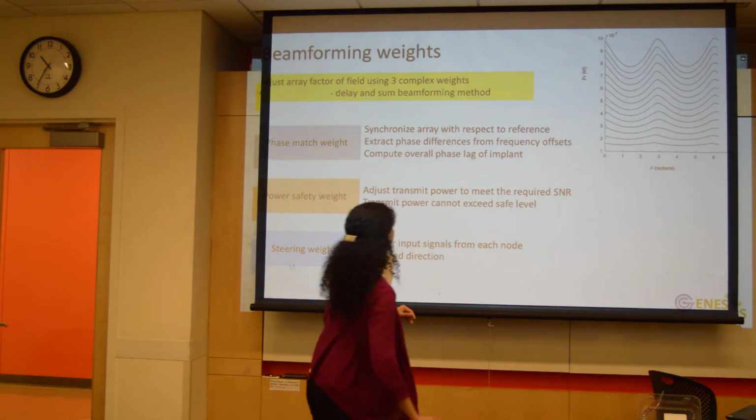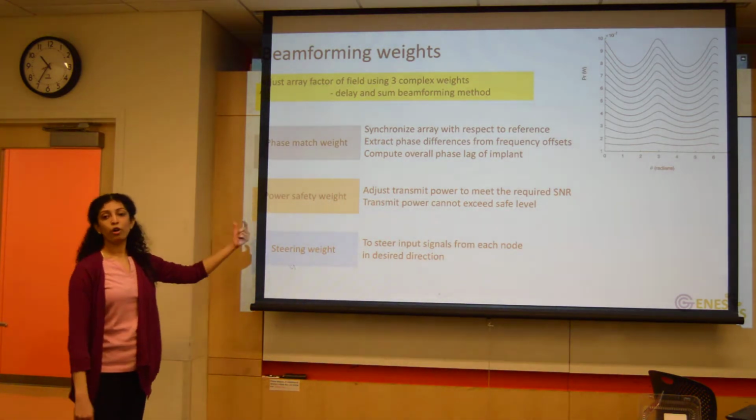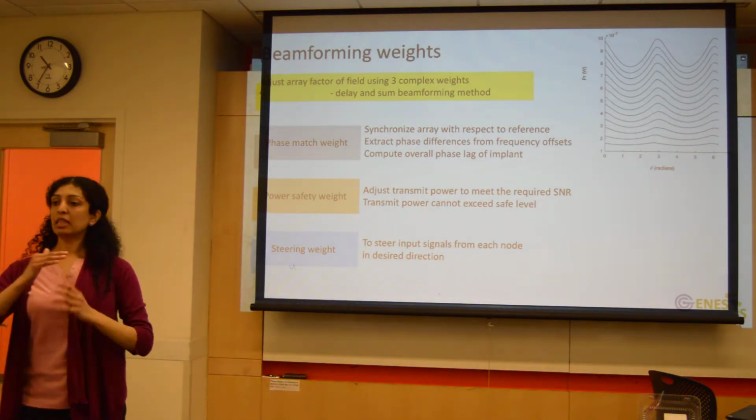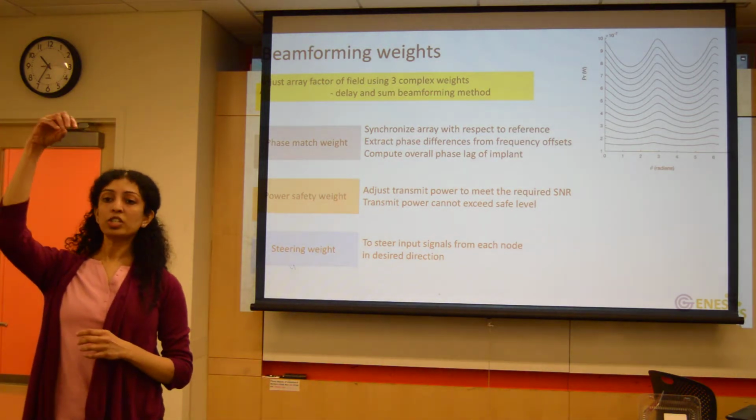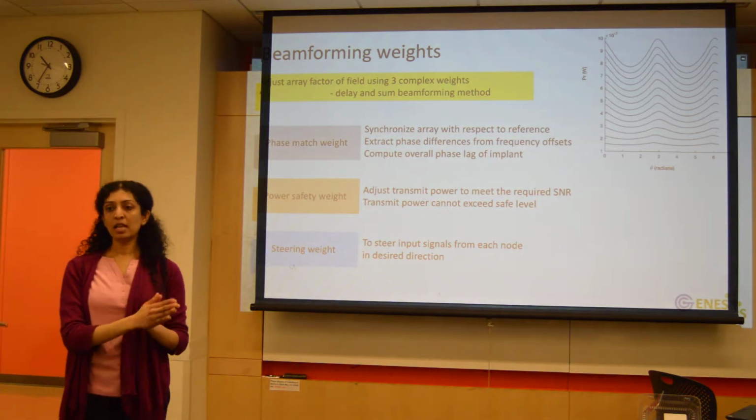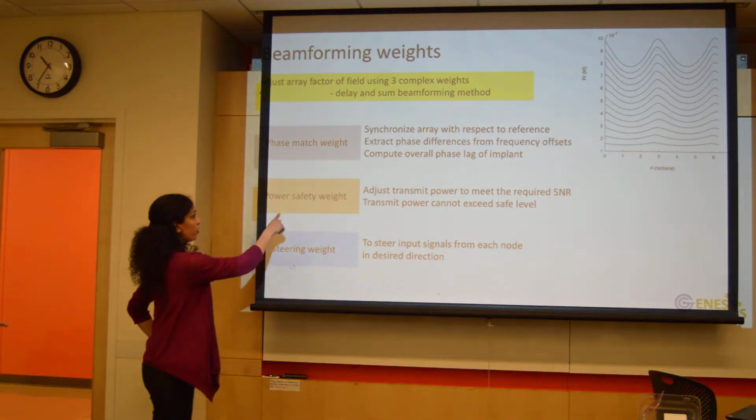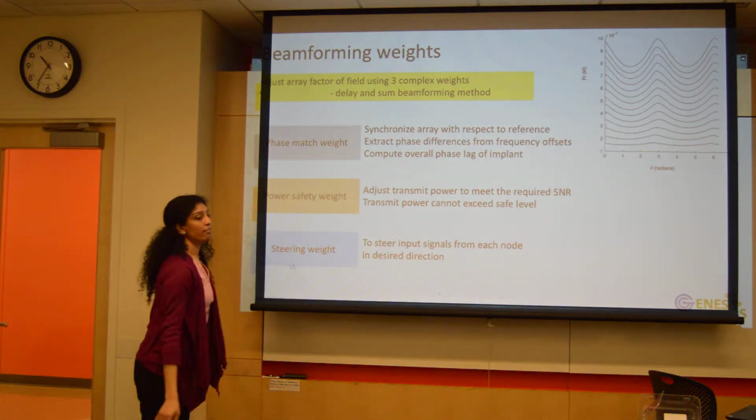The next one is the power safety weight. We form this weight just to ensure the power received at the receiver is just enough to assure the VER as desired, and it is also not exceeding the safety limit. So this is the safety weight, and finally we have the steering weight.